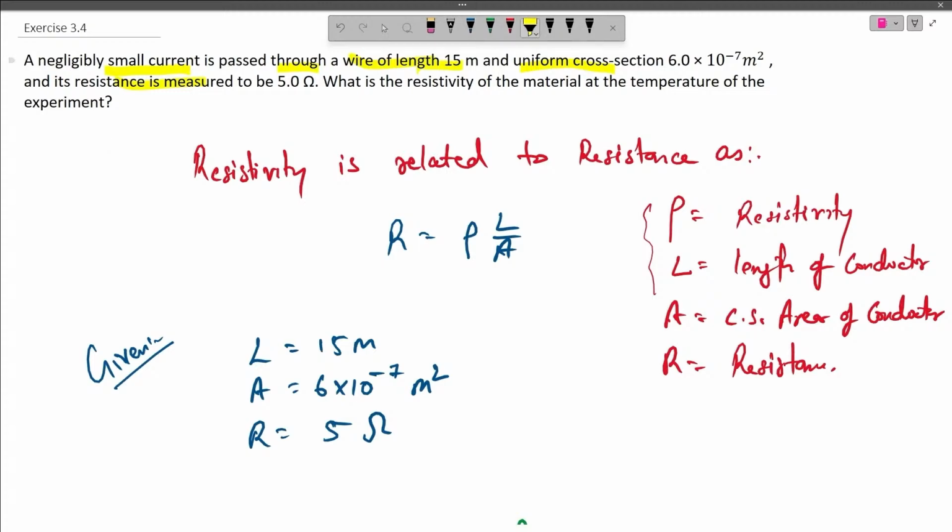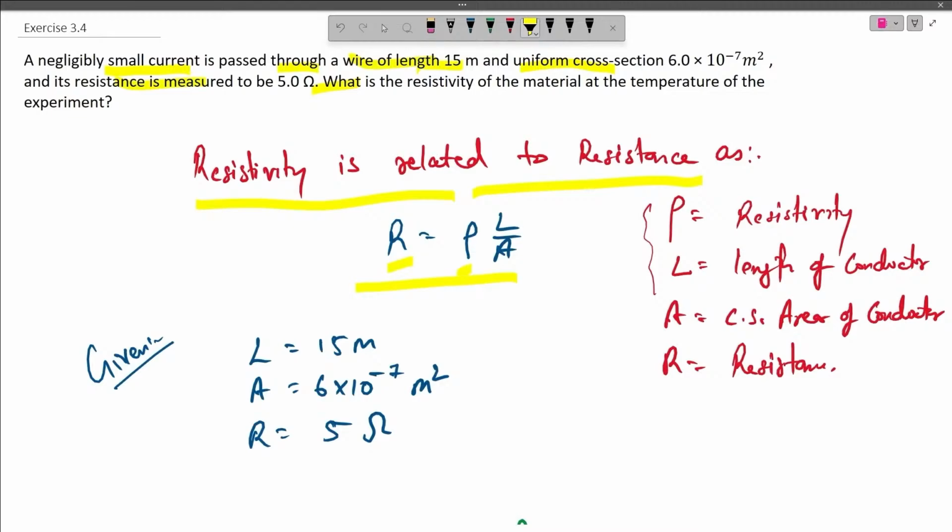So we have to find out the resistivity in this question, and we know that resistivity is related to the resistance as R equals rho multiplied by length of the conductor divided by cross-section area of the conductor. Now resistivity of a material is a material specific property that quantifies how strongly a given material opposes the flow of electric current. It is represented by rho, as we saw in this expression.